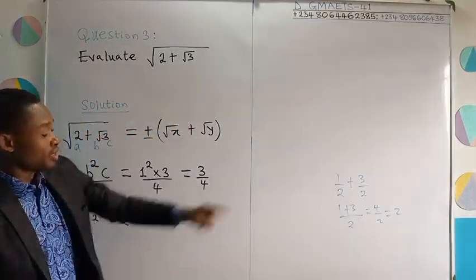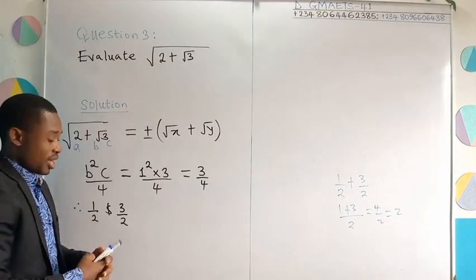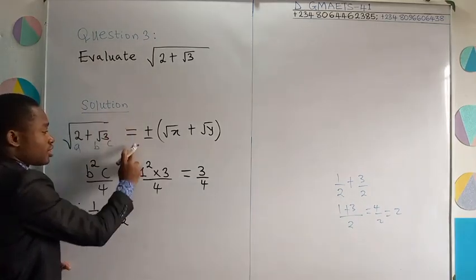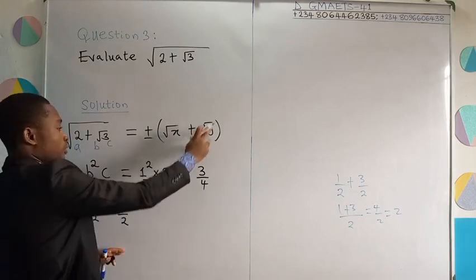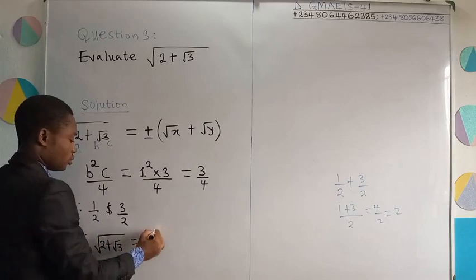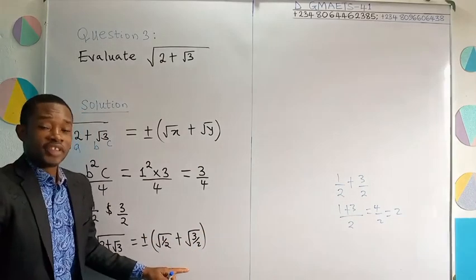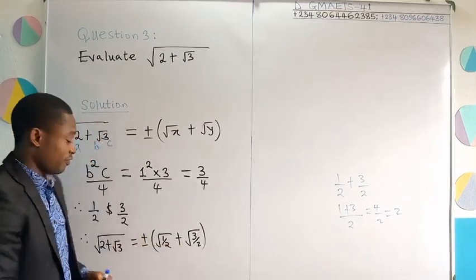Alright, we've proven that these two factors of this number, if you add them, it's going to produce 2. And our problem is solved. Therefore, the square root of this number is equal to plus minus square root of 1 over 2 plus square root of 3 over 2. So this is the answer, but we can still choose to play around this by simplifying further.